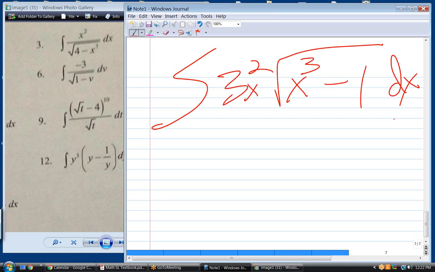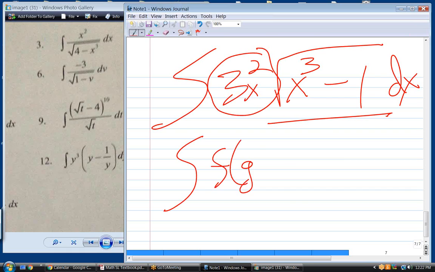Okay. Now, let's take this one again. What's the inside? X cubed minus 1. What's the derivative of the inside? 3x squared. Notice that we have a 3x squared in the numerator multiplying that. That's what we're always looking for. We're always looking for that, which is a composite function, times the derivative of the inside.